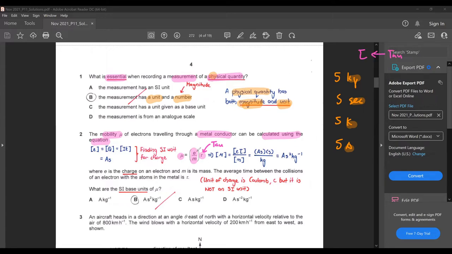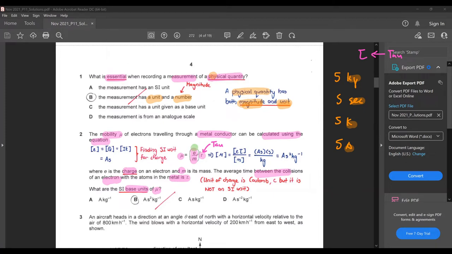It's mu equals e over m times tau, where e is the charge of an electron and m is its mass. The average time between the collisions of an electron with the atoms in the metal is tau. What are the SI base units of mu? So this one is just simple unit analysis.